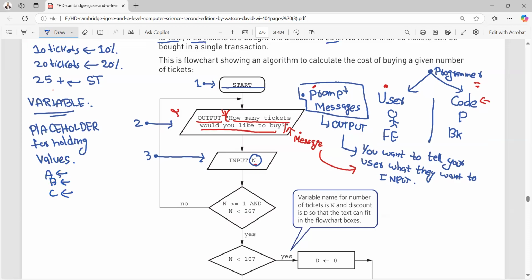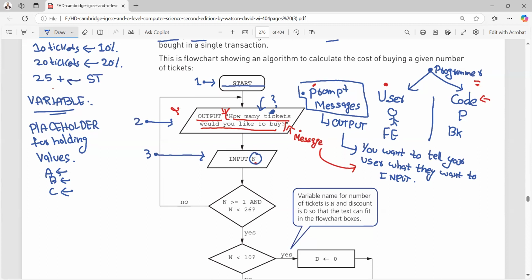It says input n. That means what will the user input here? The number of tickets they want to buy. Yes. And how does the user know that in your n you have to input the number of tickets? The output already gives you that, yes, how many tickets. So any problem in these three stages? No. Okay.